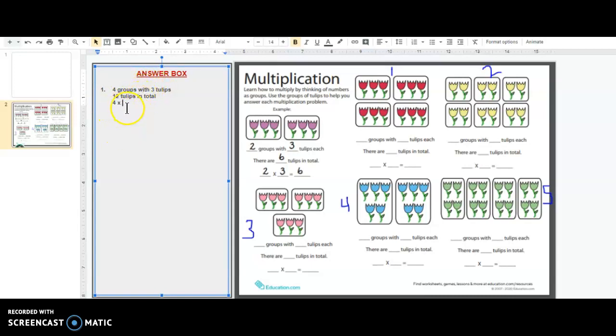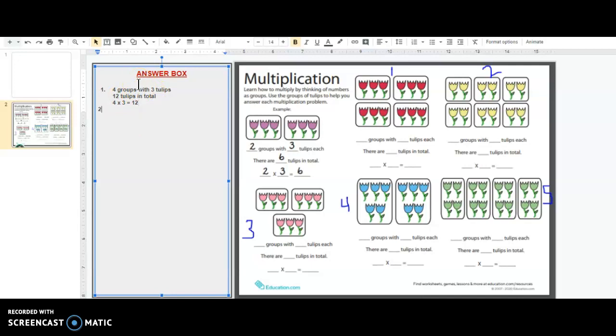So 4 groups times 3 in each is going to give us, the equal sign is on top next to your backspace. So make sure you just hit the equal sign. Equals, how many do we have in total? Well, we said 12 tulips in total. So let's write 12. That would be the whole answer.